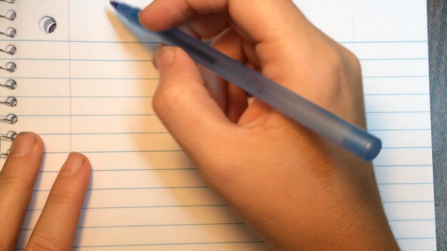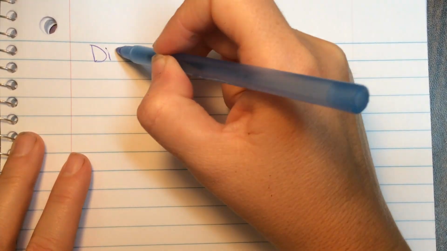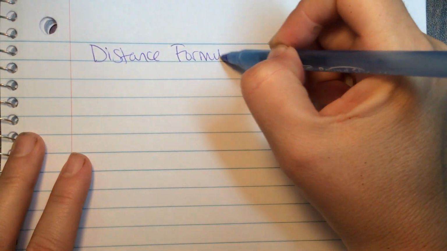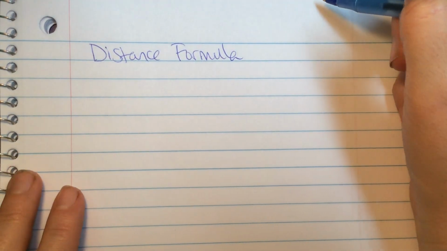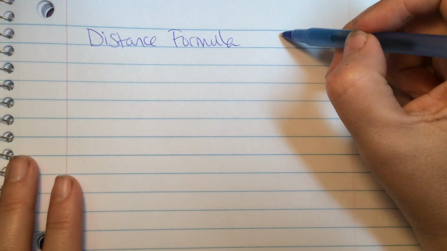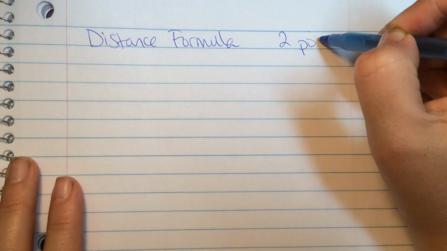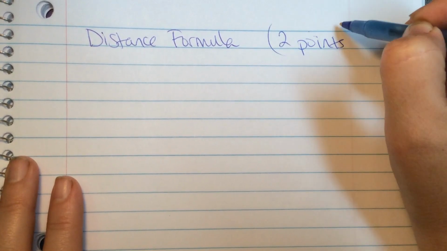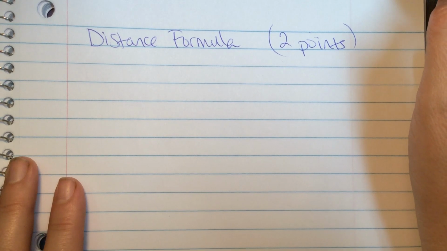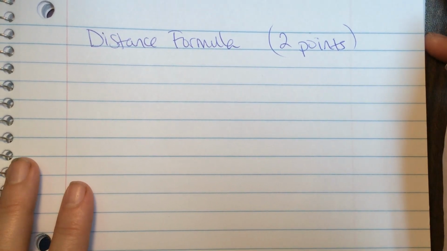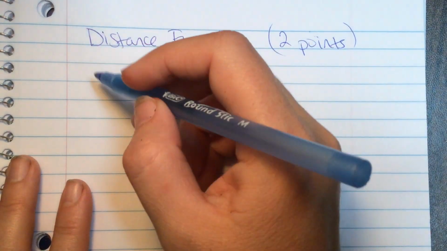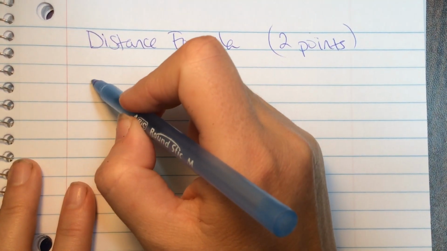Okay, this video is notes on the distance formula. And you always use the distance formula when you're given 2 points, coordinate points, like on a coordinate plane. And it's really derived from Pythagorean theorem, a squared plus b squared equals c squared. And it looks a little messy, but it's not that bad.